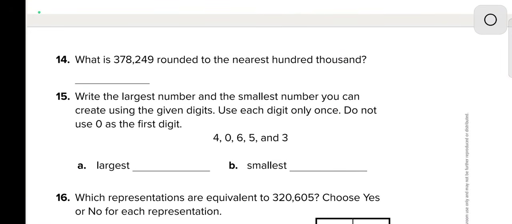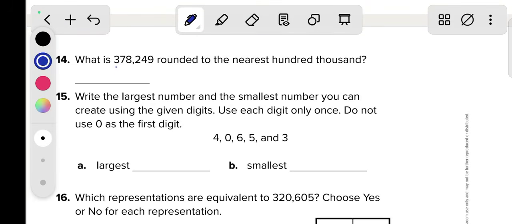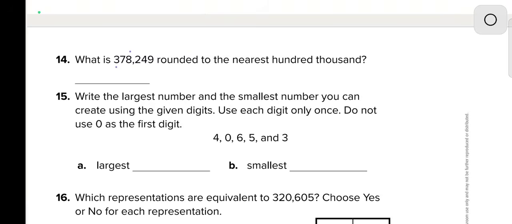What is 378,249 rounded to the nearest 100,000? Where is 100,000 here? 3. What's the number after it? 7. 7 is a high number, so add 1 to the 3, it's gonna be 4. All of them must be zeros. 1, 2, 3, 4, 5.